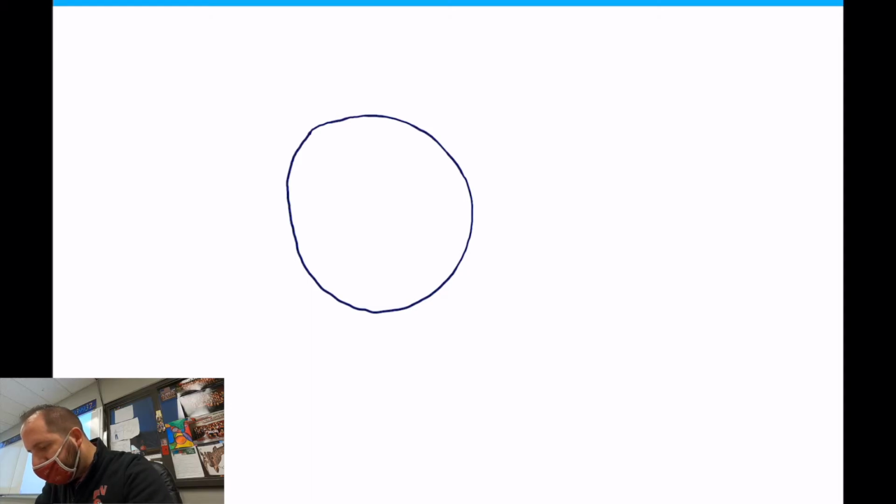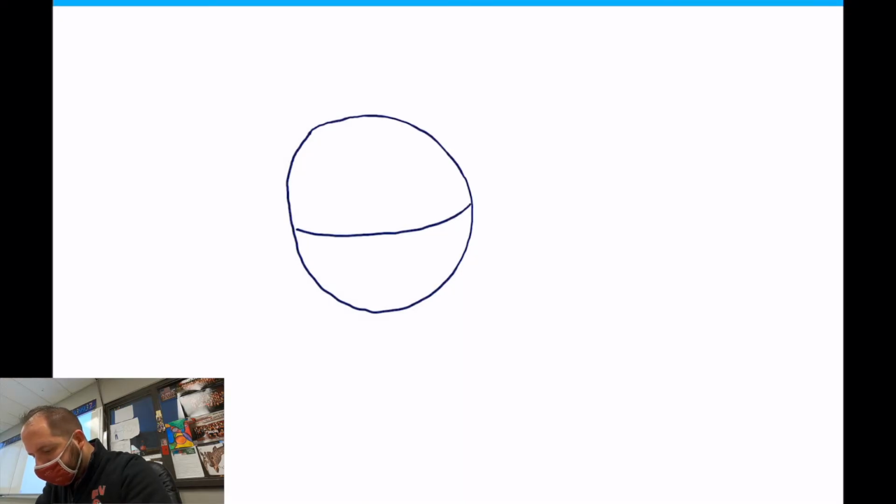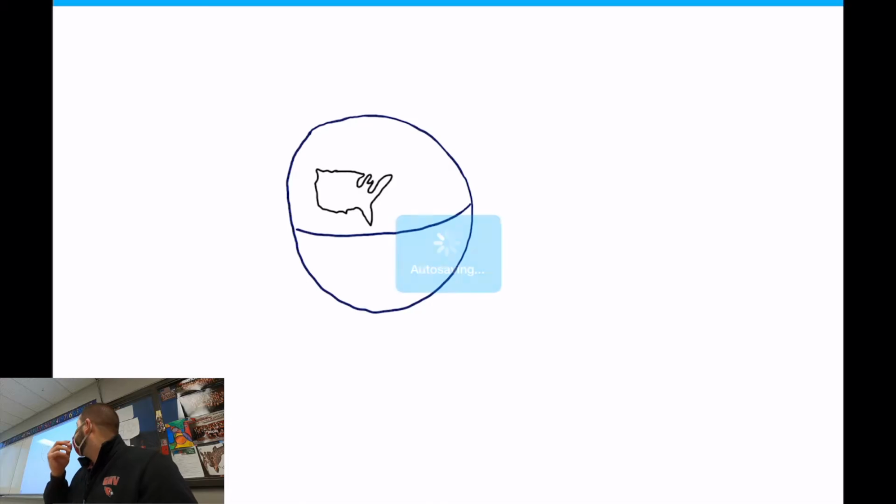So here's the equator, and the United States is up here. Try to do my best to draw the United States. All right, there's the United States. Looks terrible, but anyway. So there's the United States.